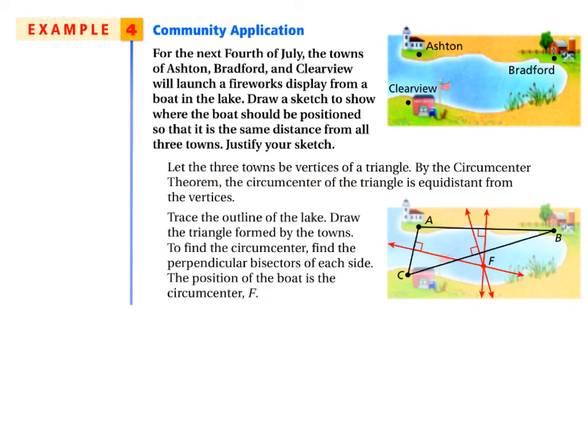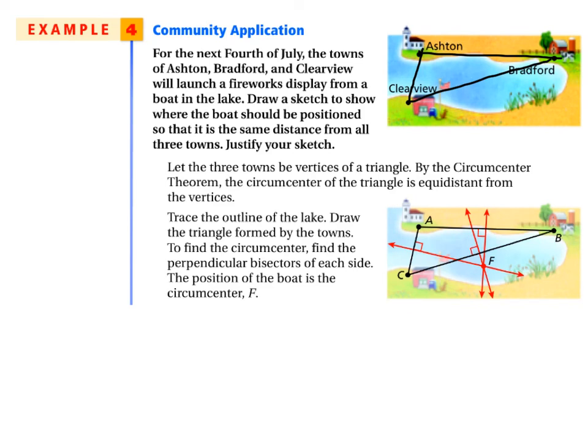So we would connect them, making a triangle. Now, if we want to know that the distance to all the towns are the same, we're going to have to draw our circumcenter. By the circumcenter theorem, the circumcenter of the triangle is equidistant from the vertices. Make sure you understand that. It can be easy to get confused between the incenter and circumcenter. The circumcenter is when you draw your perpendicular bisectors and your point is going to be equidistant to all the vertices, not the sides. That's the incenter.